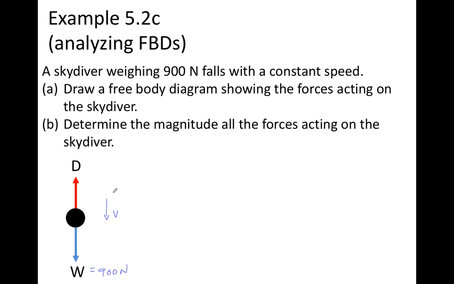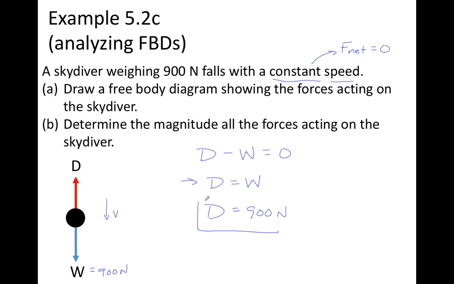So now we have to determine the magnitude of all the forces acting on the skydiver. Because the skydiver is said to be moving with a constant speed, that implies that the net force acting on the skydiver is 0. So the drag force minus the weight force is going to have to be 0, which implies the forces are balanced. So the drag force has to be equal to the weight force. We know the value of the weight force is 900, so the drag force also has to be 900 newtons.